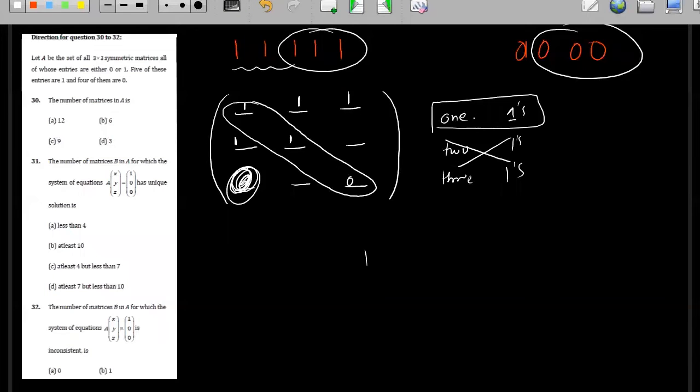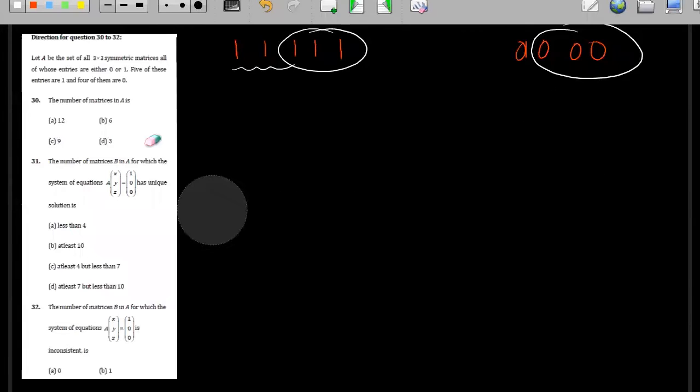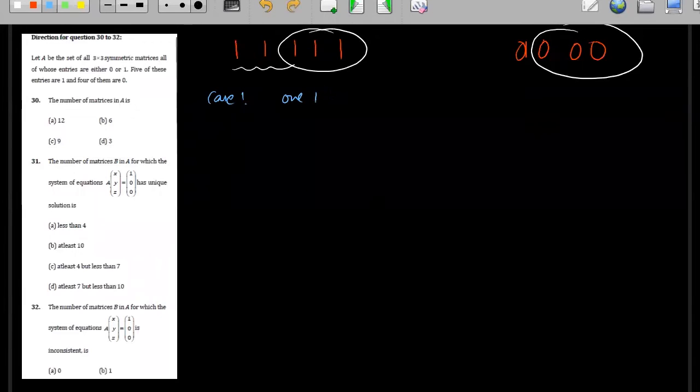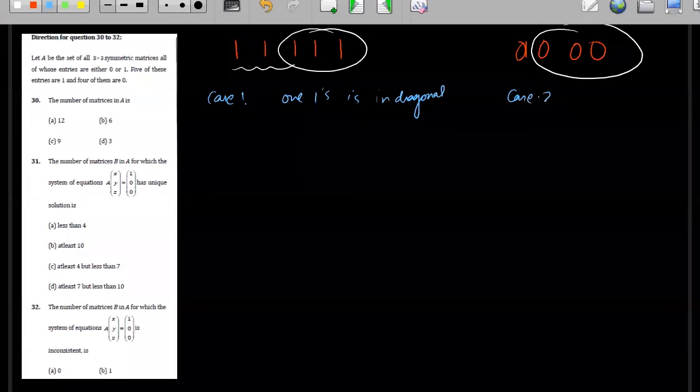This was the only catch in the question. You have to use this part and solve the whole question. Now you know you have only 2 cases. So as soon as you have picked this part, I will quickly form the 2 cases. Case 1, only one 1 is in the diagonal, and case 2 is 3 ones in the diagonal.